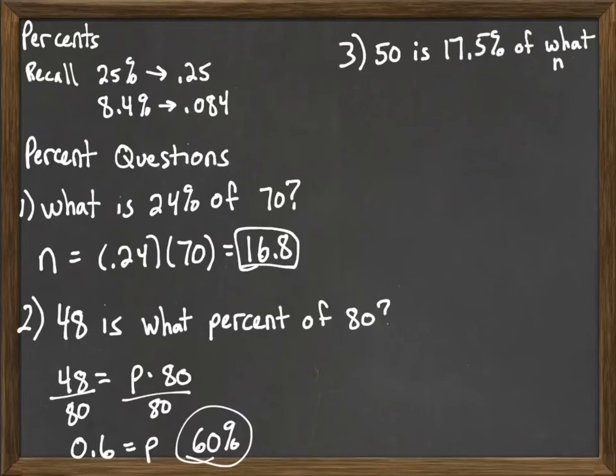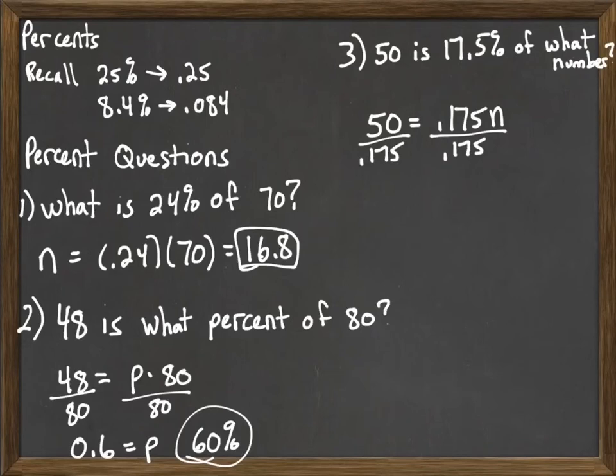The last example is a question like this. 50 is 17.5% of what number? So again, we're going to translate the question into an equation. So 50 is 17.5%, so that would be 0.175 of some unknown number. So we're multiplying, so we can just write the number down. So we get the equation 50 equals 0.175 n. And then we proceed to try and solve that equation.